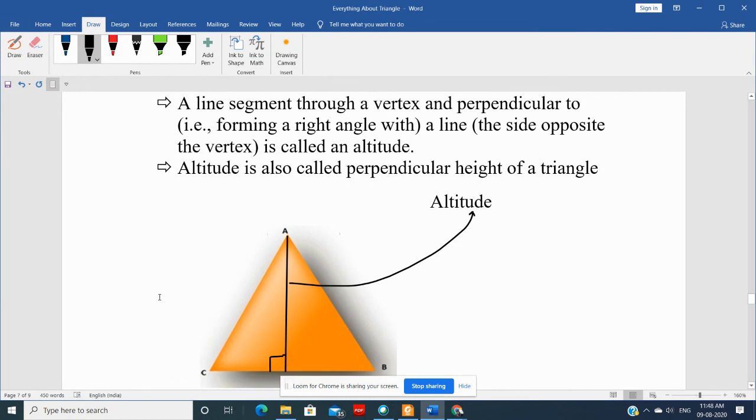Now, here the question is, do we have only one type of altitude? Well, the answer is no, because we have different types of triangles. So naturally, we have different types of altitude. Means altitude will be the same, but they may not look like this. So in our next video, we will discuss different types of triangles and their altitudes.